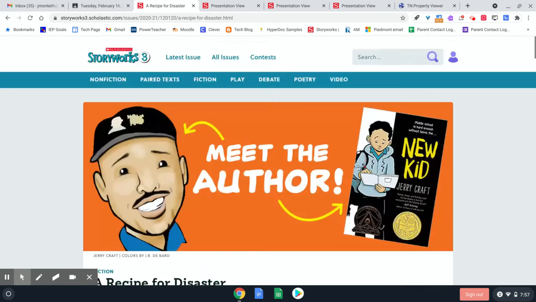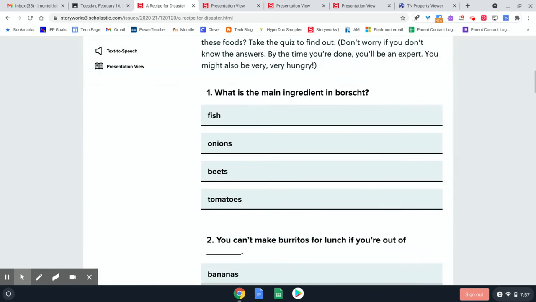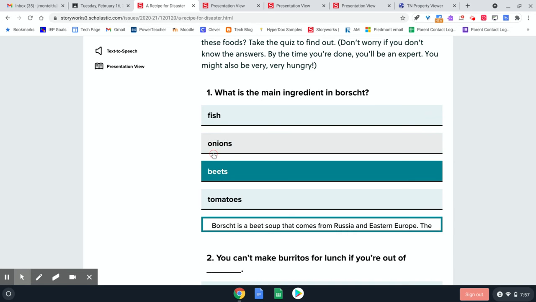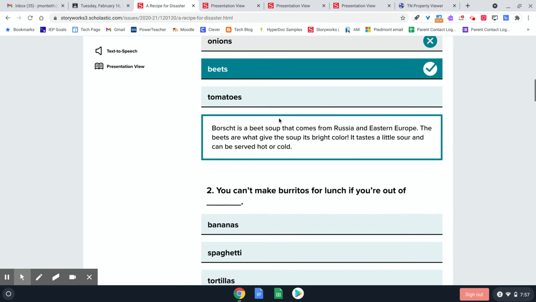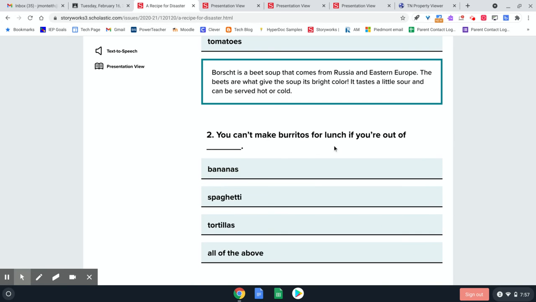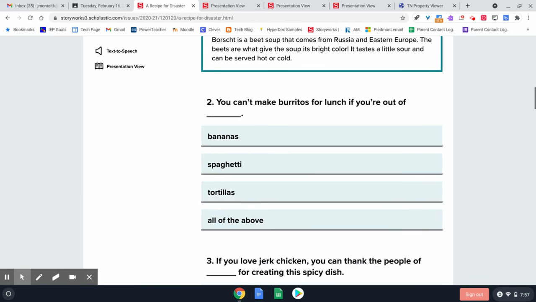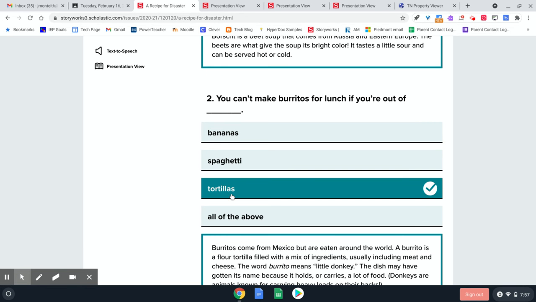There is this really cool quiz on here. It doesn't give you a grade or anything. It's just fun. If you want to do it, it would be lots of fun. It says, what's the main ingredient in borscht? I have no idea. Maybe I'll guess onions. Oh, it's actually beets, see? And then you can't make burritos for lunch if you're out of tortillas. I do know that one.